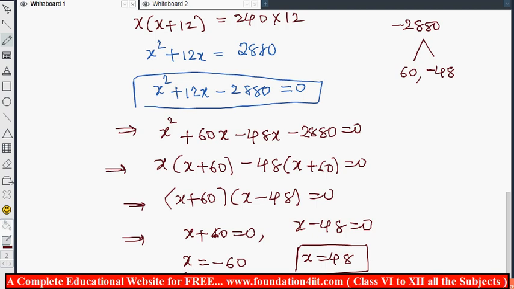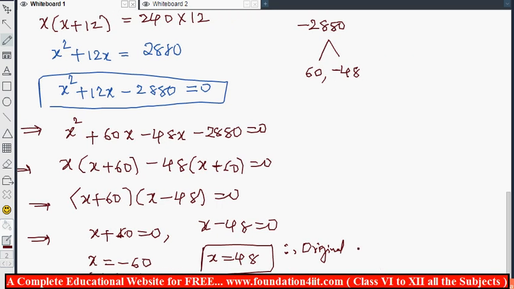This one is neglected because it is negative. Generally we took x as the original speed, so speed should be positive. Therefore the original speed, if you notice, is 48 kilometers per hour.